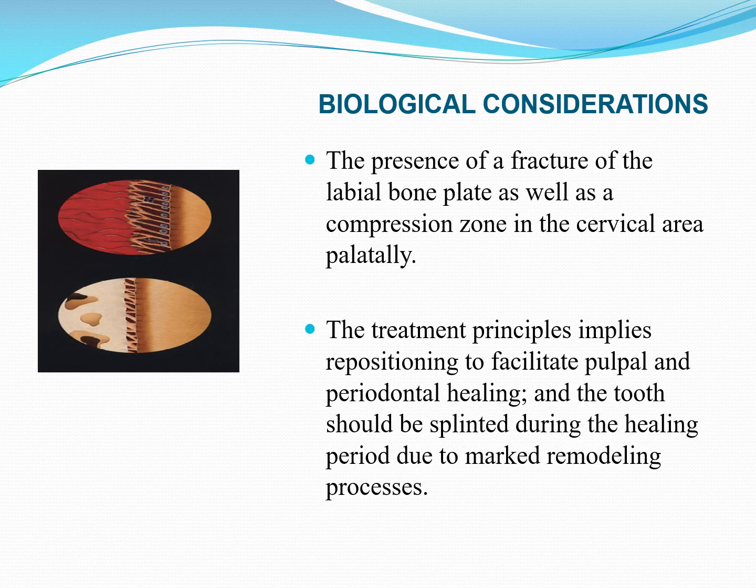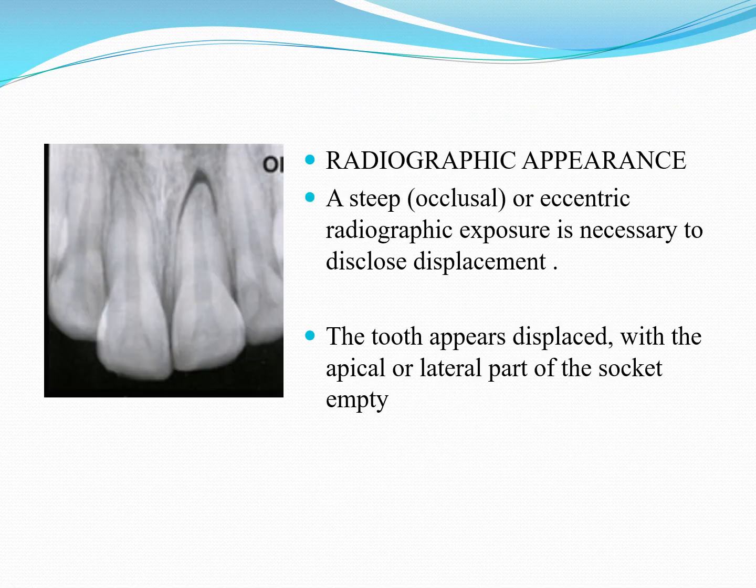Okay, these are the main biological considerations. And radiographically, a steep or eccentric radiographic exposure is necessary to disclose displacement. The tooth appears displaced with the apical or lateral part of the socket empty. So you can see in the radiograph a radiolucency at the apical region. That means the tooth has moved. So you can see emptiness in the socket at the apical or lateral part of the socket.